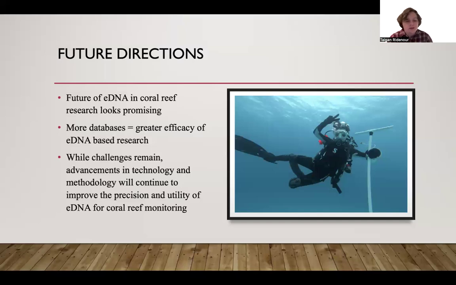In conclusion, eDNA is a very powerful tool for monitoring coral reef ecosystems. Its ability to detect species without disturbing the environment, combined with its efficiency and broad applicability, makes it a very valuable addition to the conservation toolbox. While challenges remain, advancements in technology and methodology will continue to improve the precision and utility of eDNA for coral reef monitoring, offering new insights and biodiversity of these vital ecosystems.